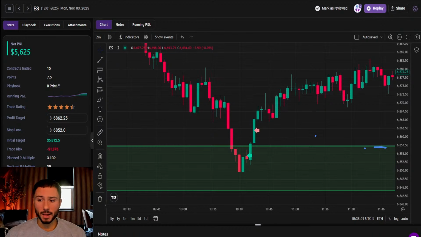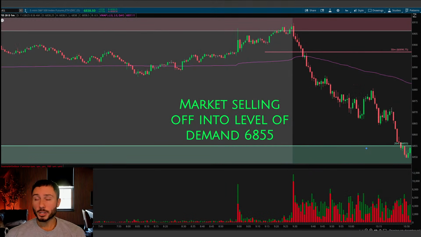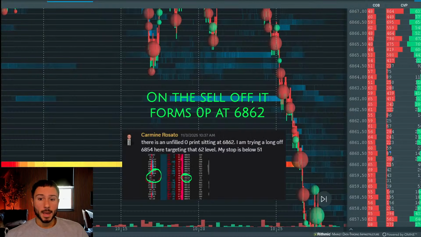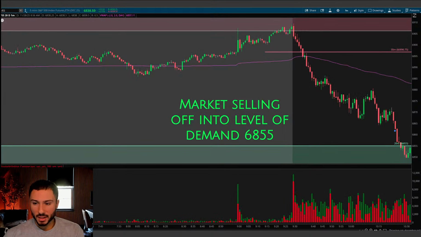All right, so here we see the sell-off. 68.56 is our level of demand. 3-to-1 risk to reward ratio. Market selling off into this pretty aggressive sell-off, right? And on this sell-off, specifically here, where I'm going to highlight right now, we form something that I call a zero print.